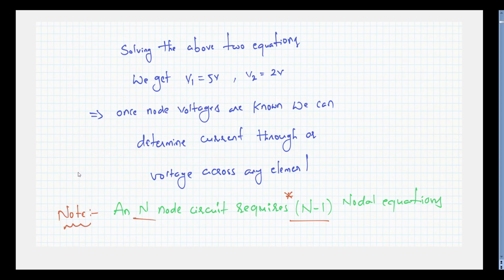Remember, nodal analysis is applied whenever the number of nodes in a circuit increases. So how many nodal equations do we have to write? Read this note: an n-node circuit requires n minus 1 nodal equations. Why? Because you choose one node as the reference node whose voltage is 0 volts, so you get only n minus 1 nodal equations. Okay, thank you.